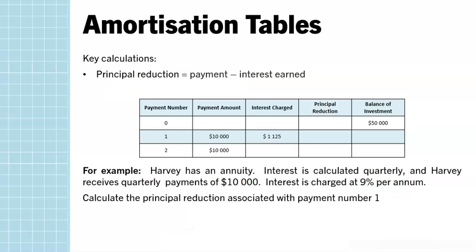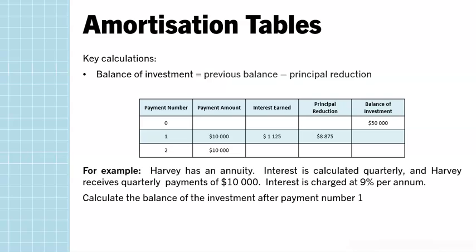The next value to calculate is principal reduction. So we can see here the principal reduction equals the payment minus the interest that has been earned. So in this case, if we're to calculate the principal reduction for Harvey associated with payment 1, what we would be doing is the 10,000 of the payment minus the interest that has been earned, 1,125, and that will give us a balance reduction of 8,875. And so we would have 8875 there.